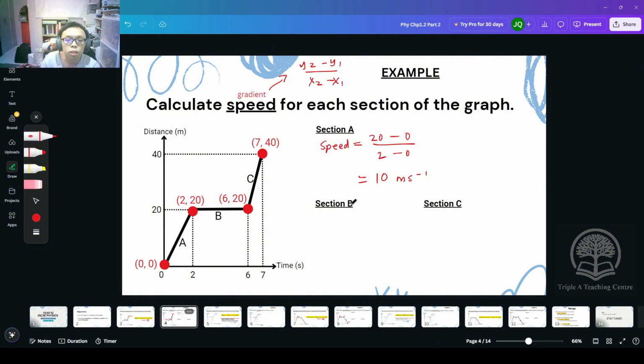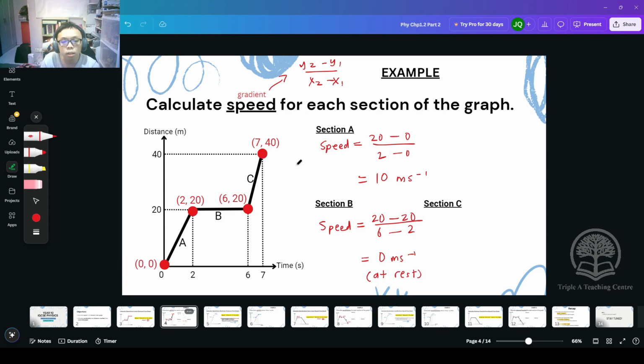Section B, you use the same formula. y2 is 20 in this case. y1 is also 20. x2 is 6, x1 is 2. So you get 0 meters per second. So what does a speed of 0 meters per second mean? It means that the object is not moving, it is at rest. 0 speed.